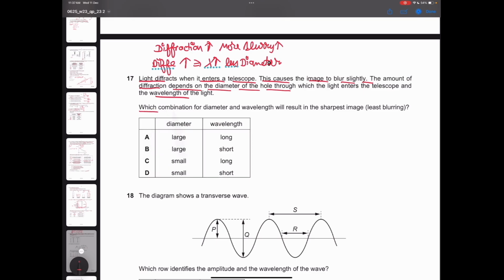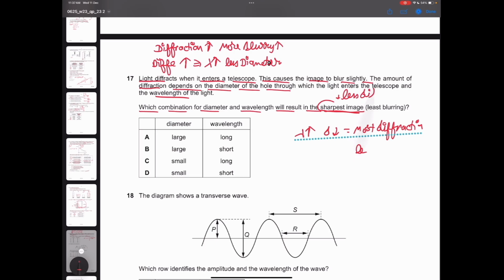Which combination for diameter and wavelength will result in the sharpest image? Now, some students end up answering this in response to diffraction. They just answer that higher wavelength and less diameter should be there for most diffraction. This is correct. But do we need most diffraction or do we need least diffraction? We need a sharp image. So we need less diffraction. And for less diffraction, wavelength should be less and diameter should be high. So the answer should be B.